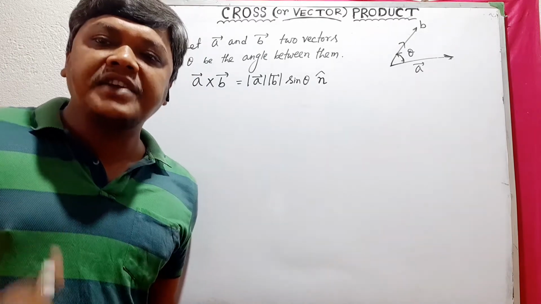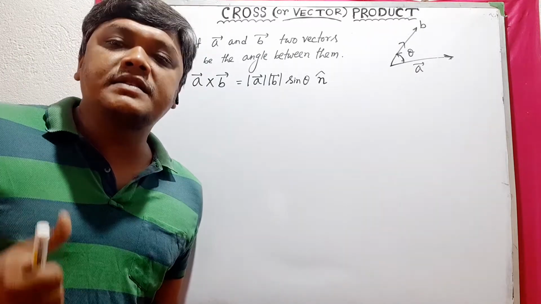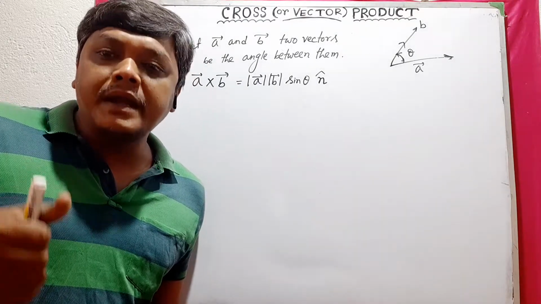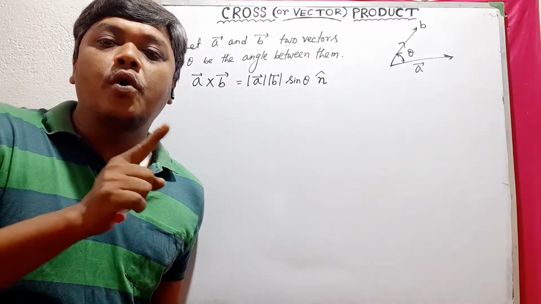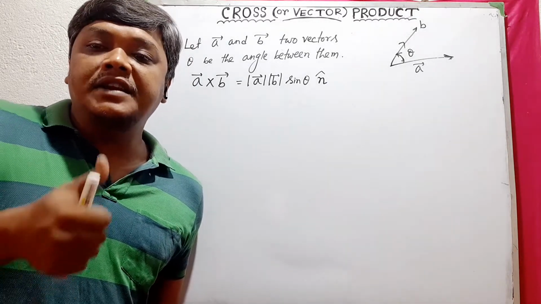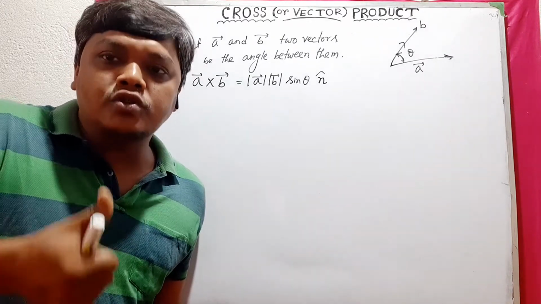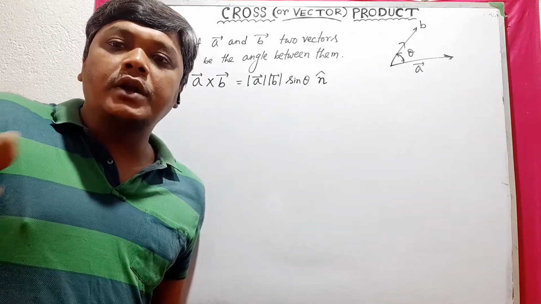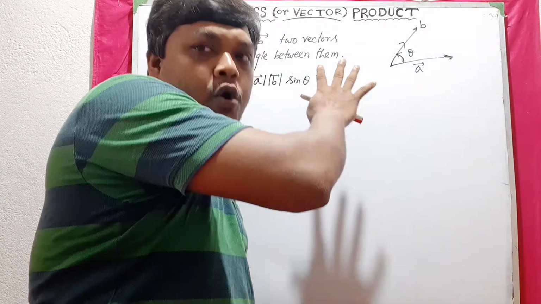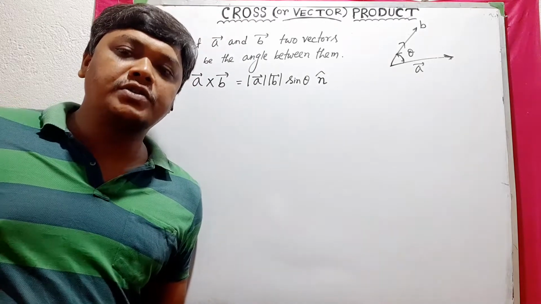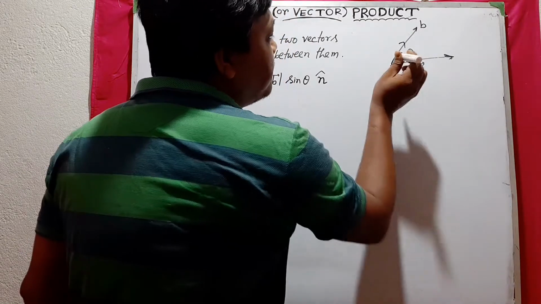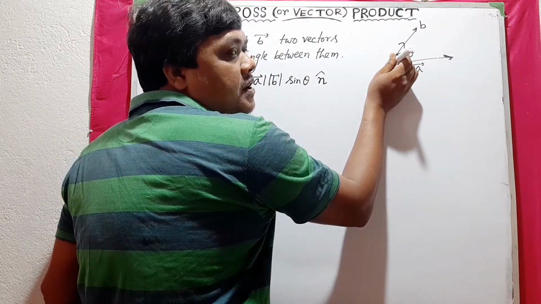So what is the direction of A cross B? You can say the direction of A cross B is perpendicular to both A and B. Another way you can say the direction of A cross B is perpendicular to the plane, that means perpendicular to the board which contains the vectors A and B. So the direction of A cross B is in this direction.